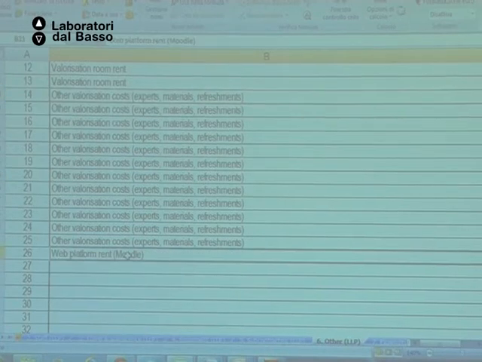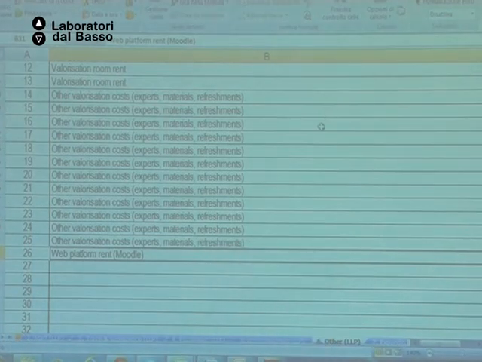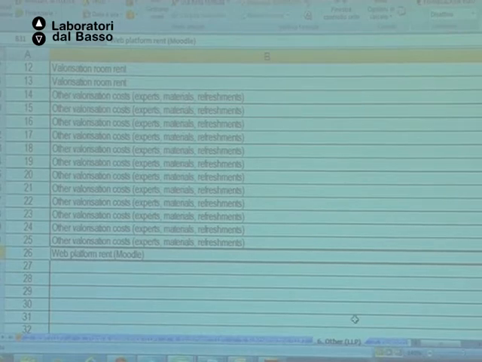the renting of a web platform, which is called Moodle, and I don't like it very much. Sorry if I'm... no offense. But it's a widely used platform. Okay.